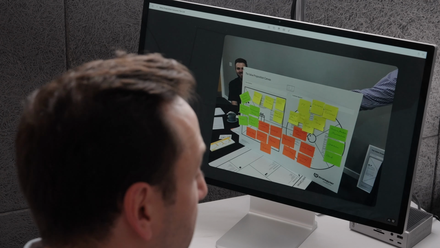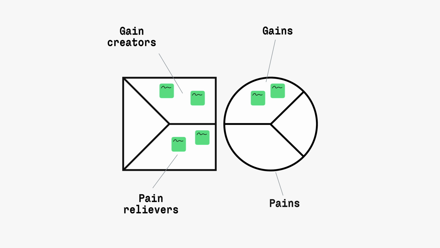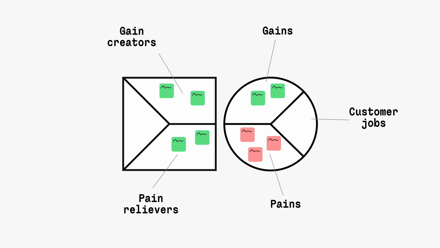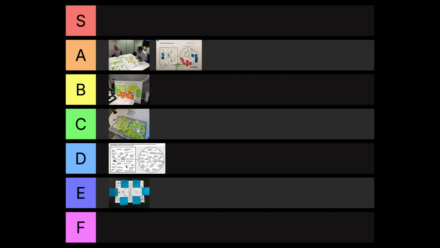I really like with this sixth example that they've used color coding. Now, as long as you understand your color coding, that's what's most important. But I do have a recommendation. With the gains, the gain creators and pain relievers, use green sticky notes because it's positive. With the pains, use red sticky notes because it's kind of negative. And for the customer jobs and the products and services, use yellow sticky notes because they're more neutral. But overall, not bad. I like that they've used a big canvas. I'm going to put that in B tier.